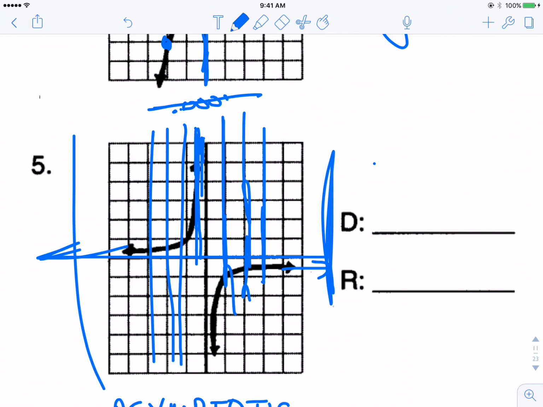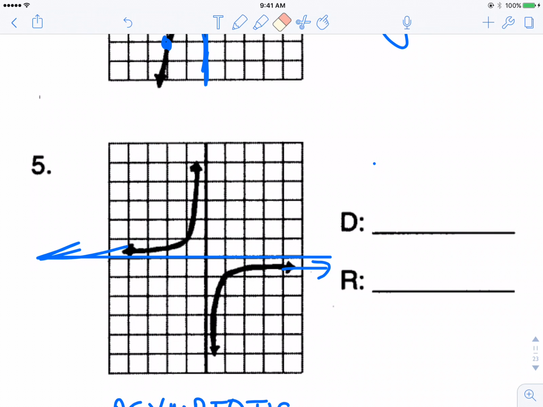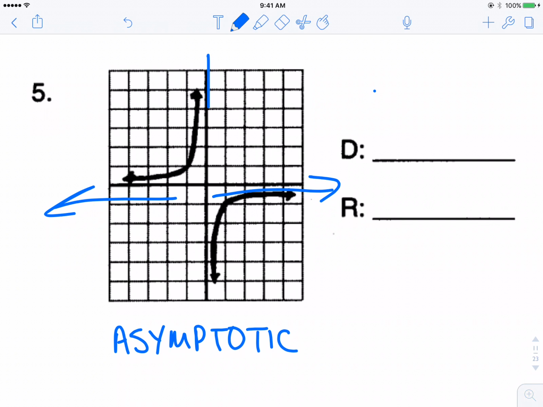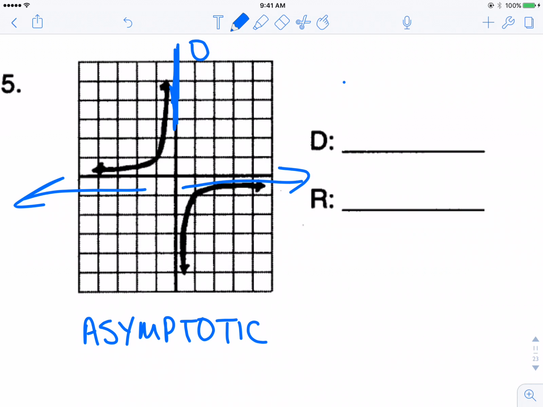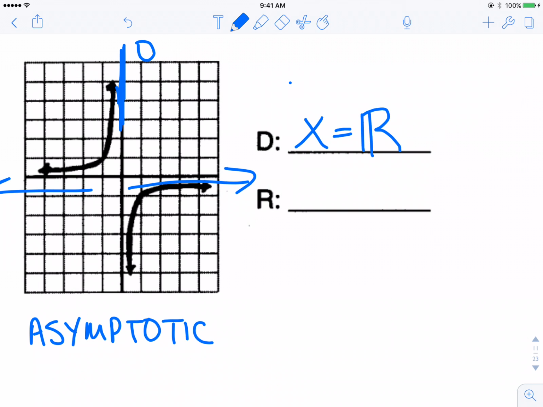So really, our domain values can be everything, both positive and negative, except what value? Except this value right here, this value of 0. So we simply say x's domain is all real numbers, but x cannot equal 0.